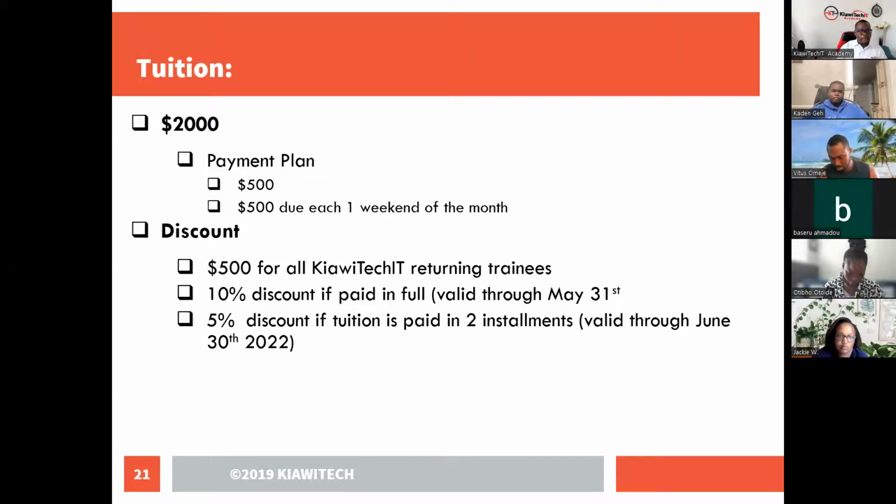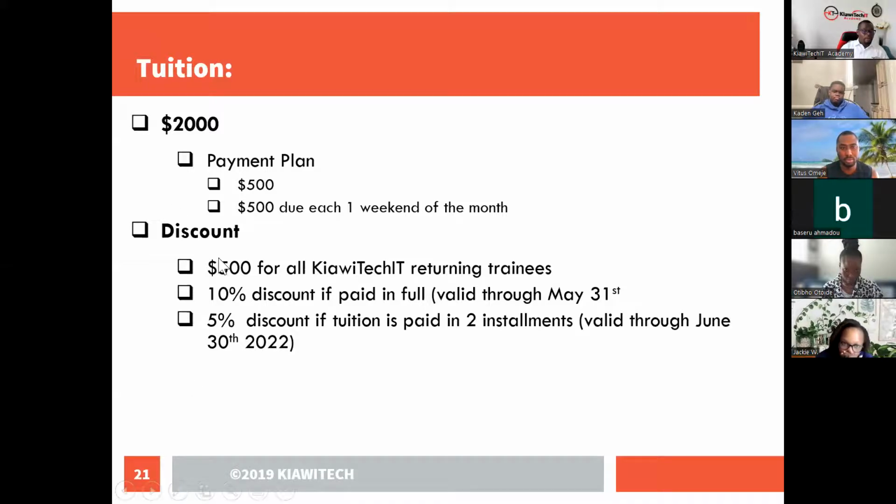Now, some of you might be asking here, what is the tuition for this training? It's $2,000. This is the cheapest that you can find out there for a program this intensive. Now, you have to take this training from now on 2 weeks to make a down payment of $500. And then at the end of every month, you are expected to make a $500 payment. Right? That's always the last weekend of the month.